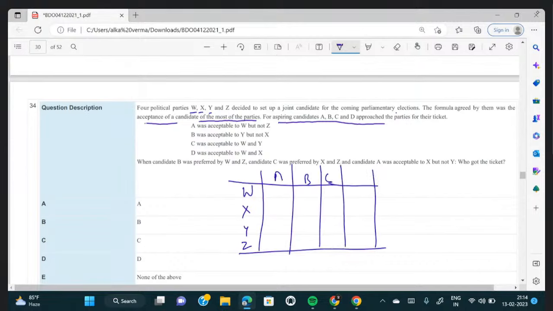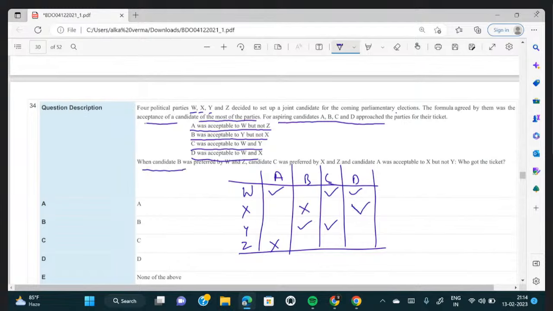A, B, C, D. Now, A was acceptable to W but not Z. B was acceptable to Y but not X. C was acceptable to W and Y. D was acceptable to W and X. Now, question.